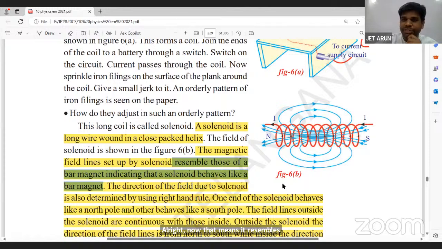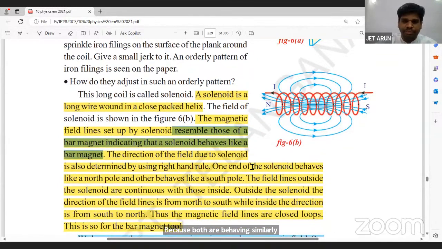So for experiments, you can use this to treat. If you want to conduct some experiment using a solenoid or a bar magnet, the result is going to be similar because both are behaving similarly. All right. So one end of the solenoid behaves like a north pole, the other behaves like a south pole. Field lines of the solenoid are continuous with those inside. Outside the solenoid, the direction of the field lines is from north to south.